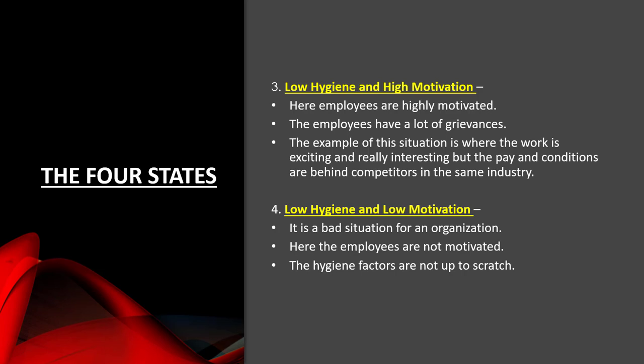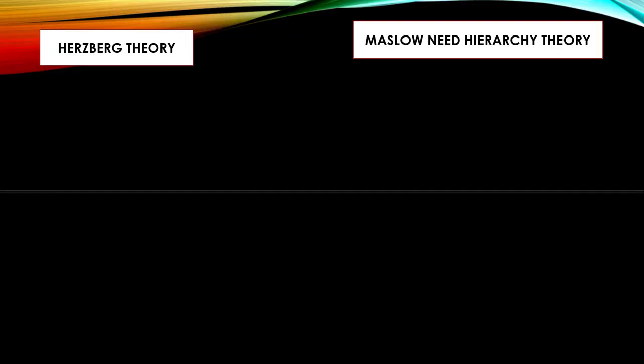So with the help of these four states, an employee can know in which state their employees are presently, and they can enhance the hygiene factor or motivation factor, whatever is lacking in that state. Now let's see what is the similarity between Herzberg and Maslow's need hierarchy theory.